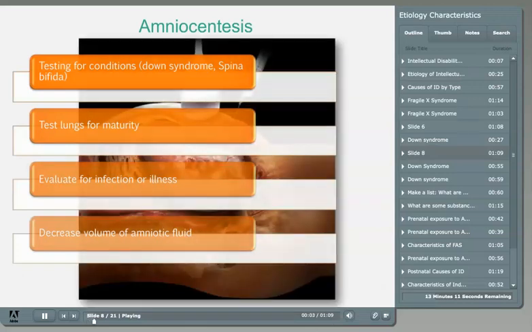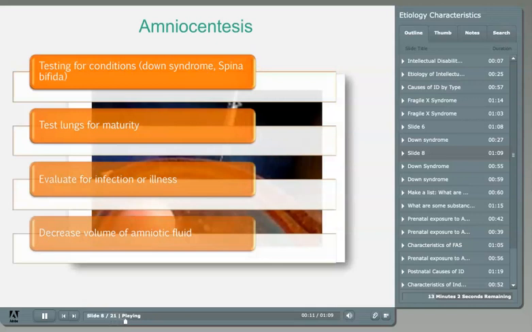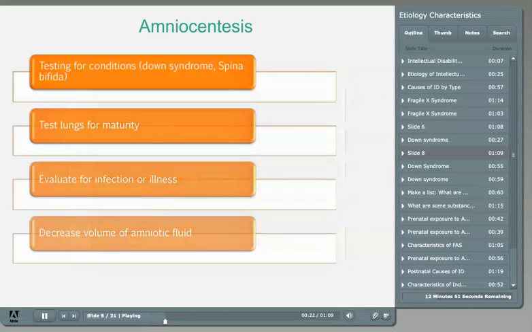Amniocentesis is a procedure in which amniotic fluid is removed from the uterus for testing or treatment. Amniotic fluid is a fluid that surrounds and protects a baby during pregnancy. This fluid contains fetal cells and various chemicals produced by the baby. Amniocentesis can be done for a variety of reasons.